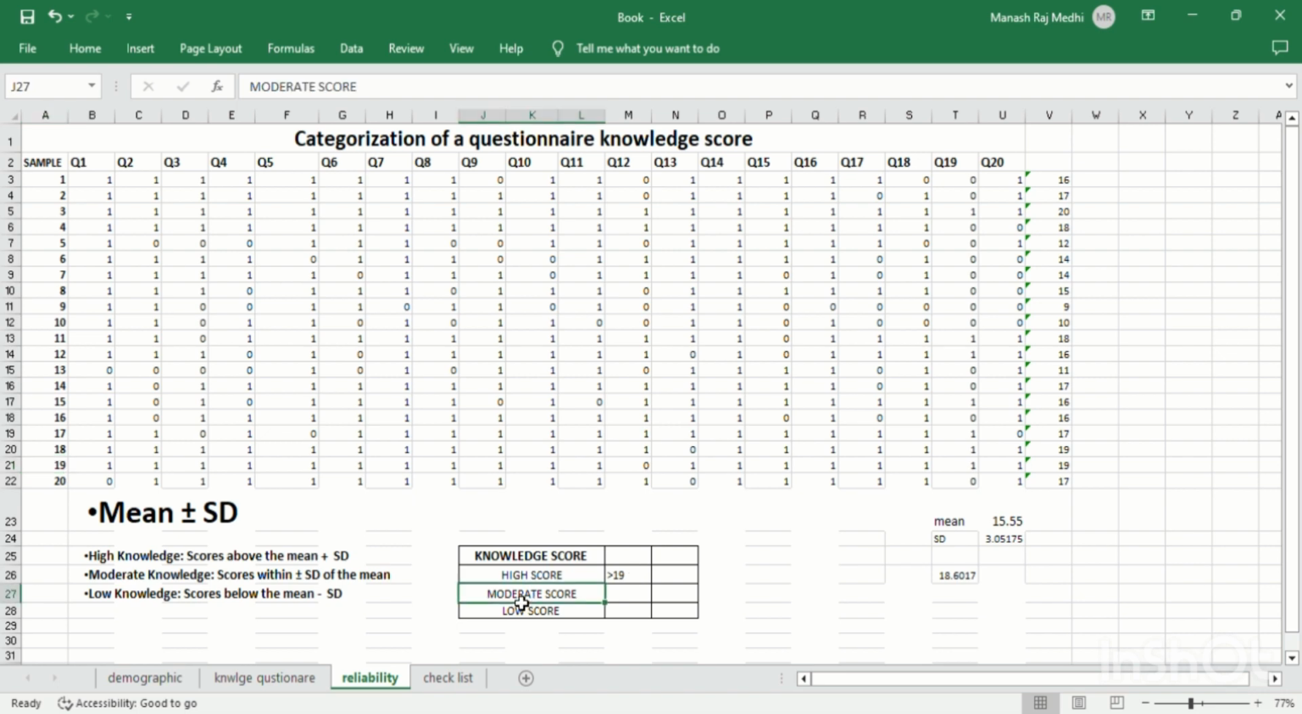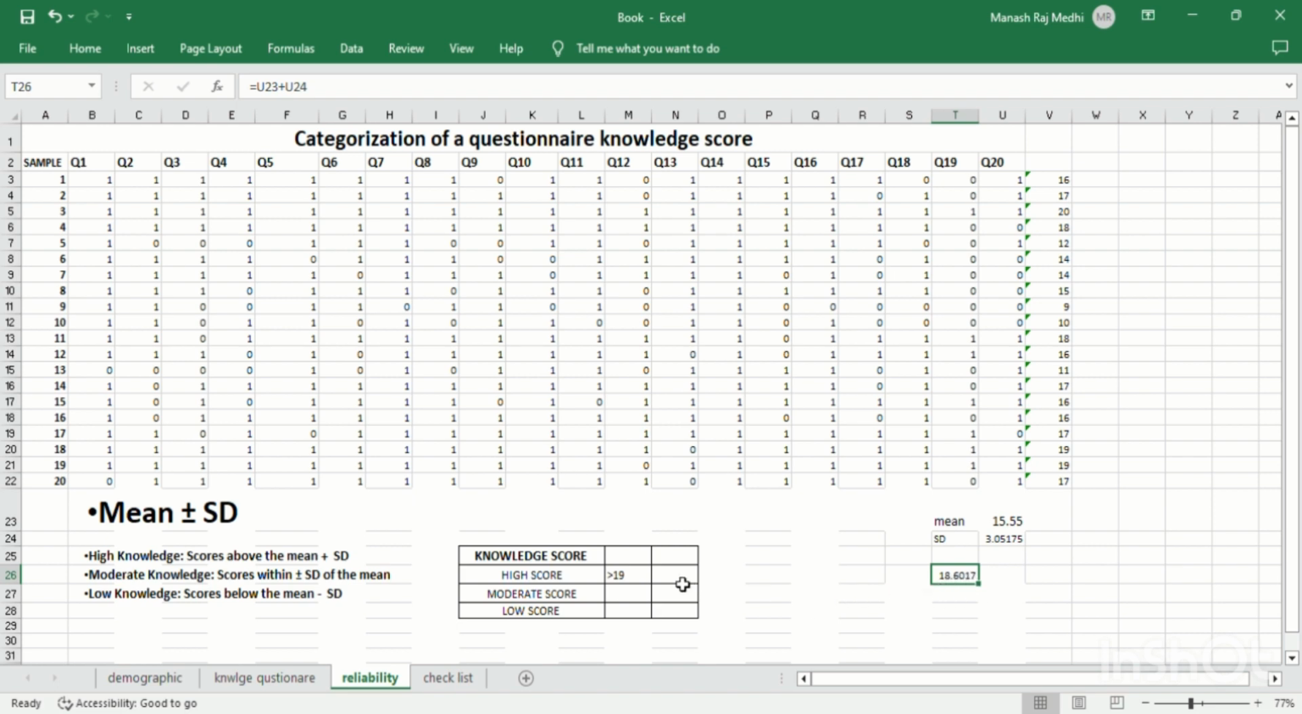Then here, to calculate the moderate score, we need two things. First of all, you can see score within plus minus SD of mean. That means to get this moderate knowledge, first you have to add the SD value to the mean, and then you have to subtract the SD value from the mean. So let's do that again. First of all, we have already added the mean value with SD. So we got 18 plus 6, which we already have.